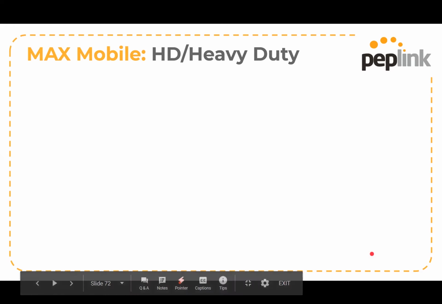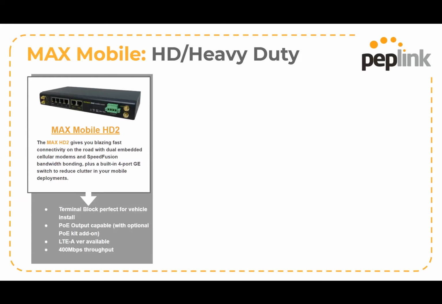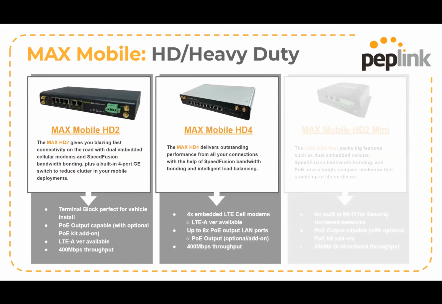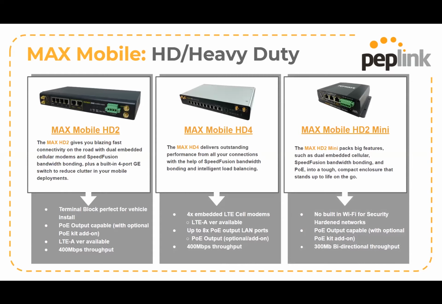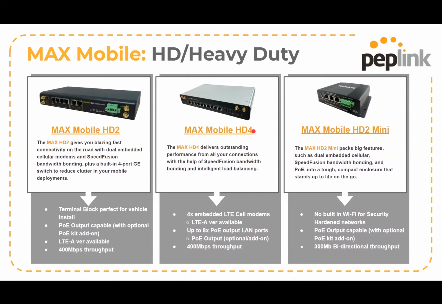Heavy duty series. So again, the heavy duty series has a group of heavy duty hardened enterprise grade cellular mobile routers. And I'm just going to jump through this to show you the difference and an easier way to understand it. Again, the first digit is the number of built-in primary WAN. This has 2. HD4 has 4. We have a new HD2 Mini, and it also has 2 primary 4G cellular WAN.